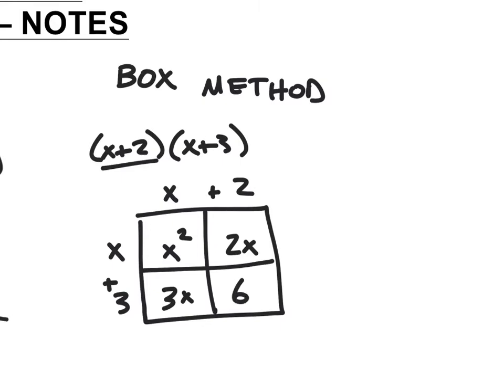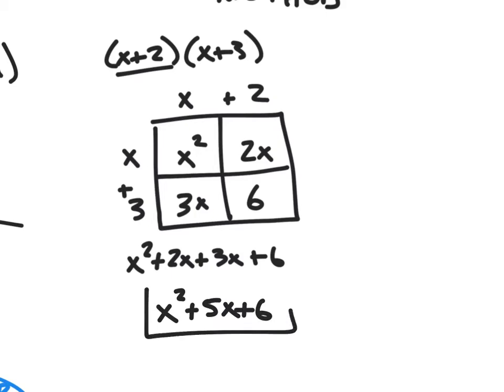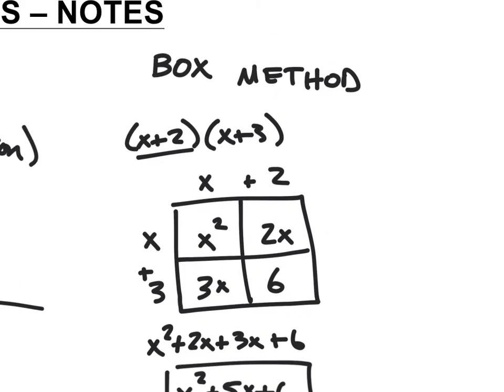Now, you should see that we're getting the same thing here. Then I want to add up all of the boxes. So I'm going to take x squared plus 2x plus 3x plus 6, and it's going to give us the same thing that we had, which was x squared plus 5x plus 6. And we're done. We've multiplied. Now remember, all we're doing here is that we want to multiply.